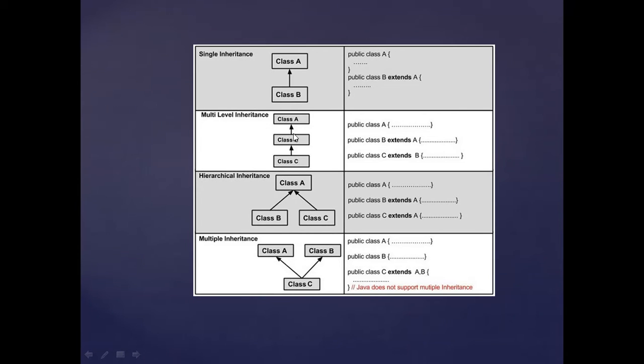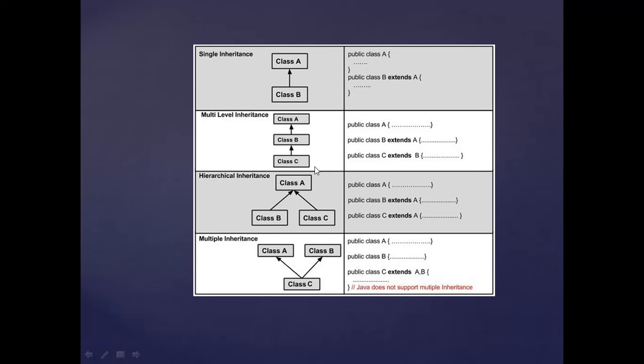So, multi-level inheritance. Here the child class has a child class, and that child class has one more child class. This is like a chaining process. This is called multi-level inheritance. So class B extends class A, class C extends class B. Class A is the superclass of class B and class B is the superclass of class C.